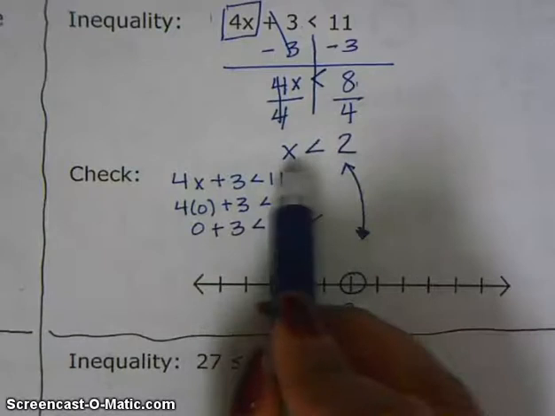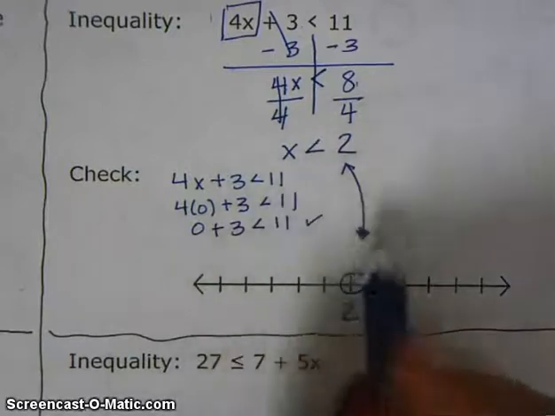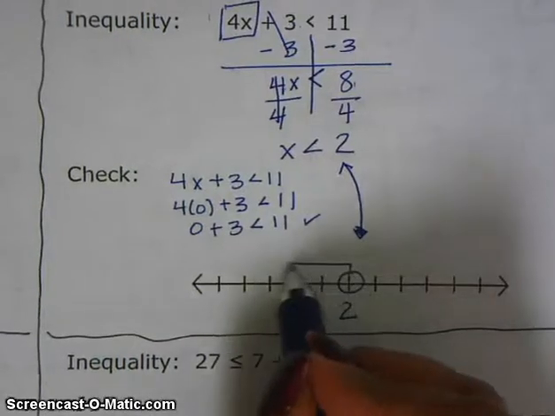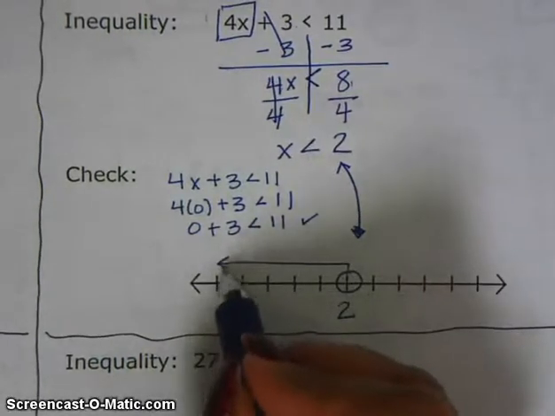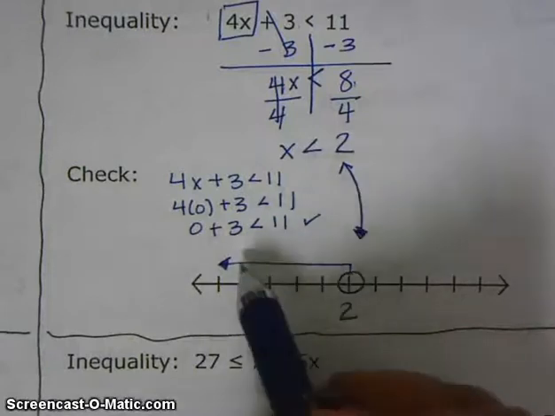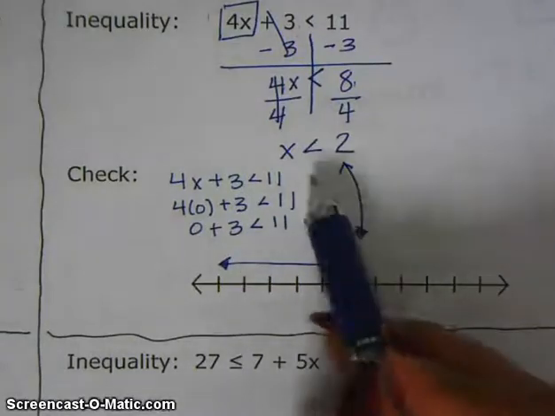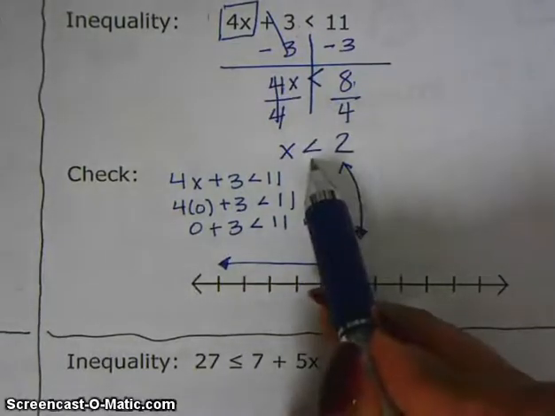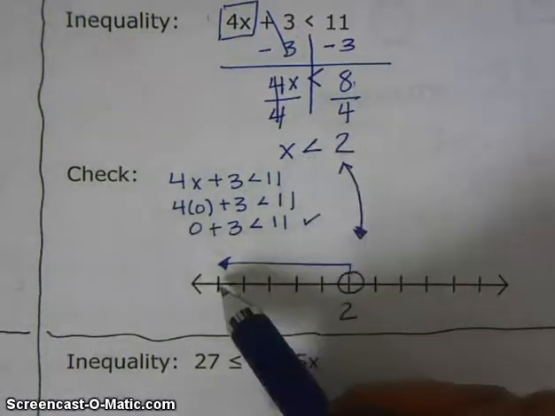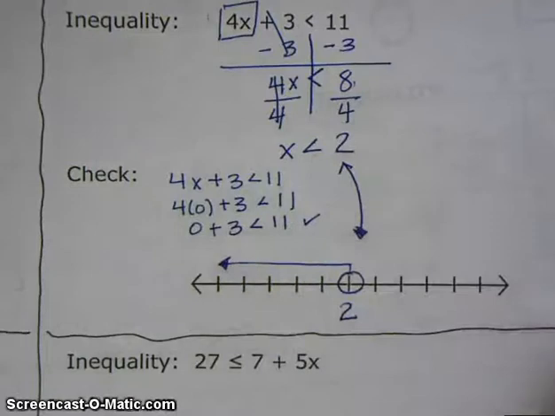And this time I'm going to put an arrow, because an arrow is going to tell me that any number less than 2 would make the solution true. So my arrow is going to go towards any number that is less than 2. And just a heads up, your arrow will always follow the same way your inequality is facing. So you see that it is facing or pointing to the left. My arrow is going to go to the left.